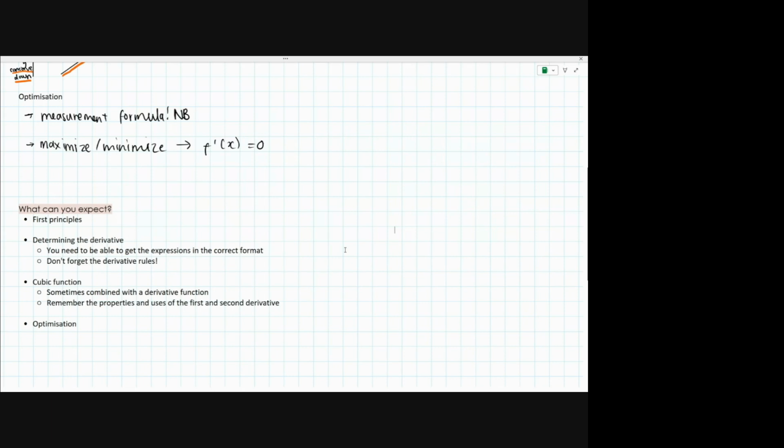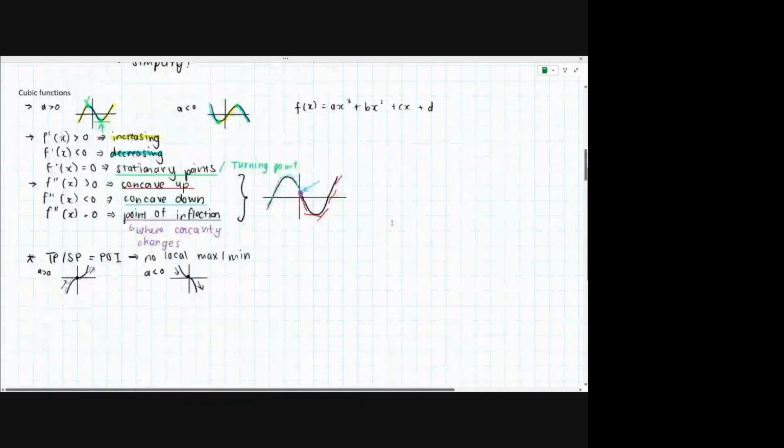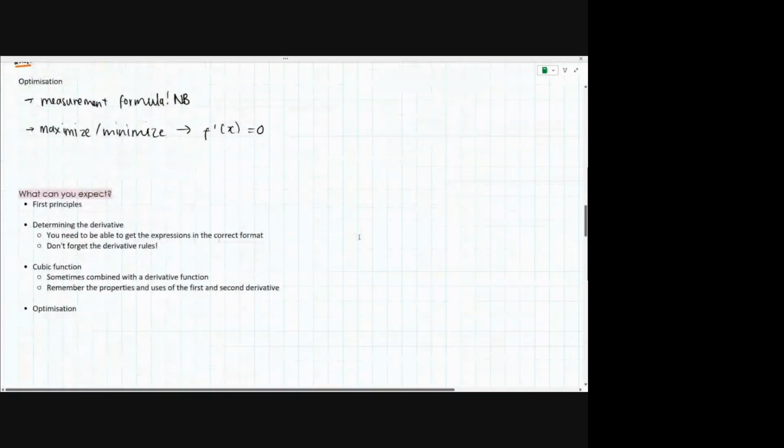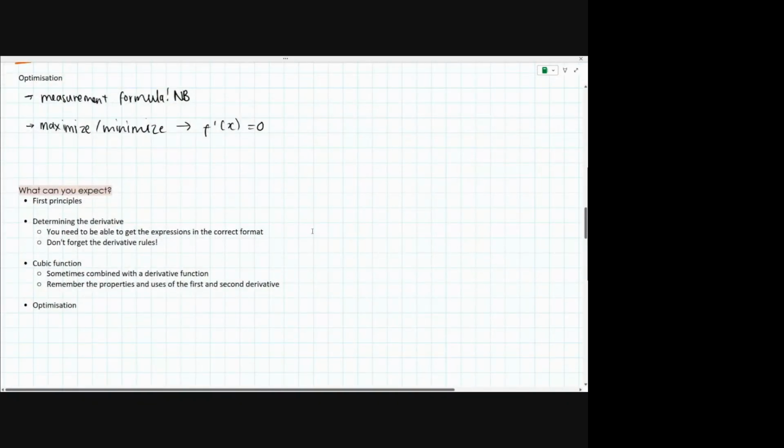And then you will get an optimization question. Optimization questions, like I say, are generally the smallest of the section. Calculus is about 35 marks, and optimization maybe about a fifth of those marks. So realistically, not the bulk. We should be focusing on the other stuff.